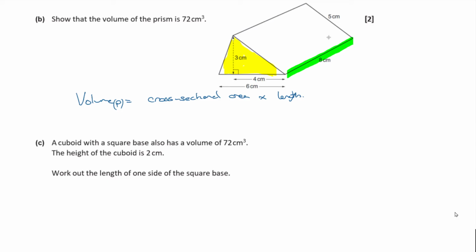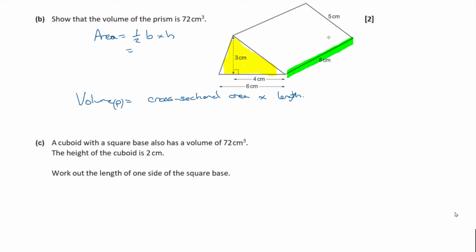So that front face there, the cross-sectional area is a triangle. So the area of that triangle is going to be a half base times height, isn't it? That's the formula for a triangle. So the base is 4 and the height is, no, the base is 6, isn't it? Sorry. The base goes all the way across there, so the base is 6.